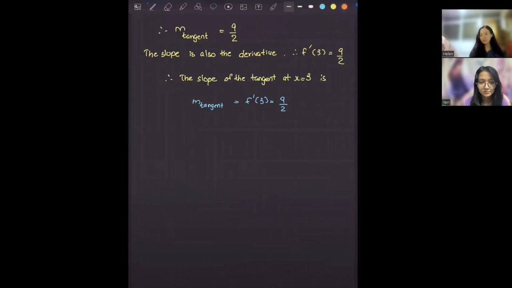Starting from now on, the main part of our question, the equation of the tangent, will be solved by Yuri.